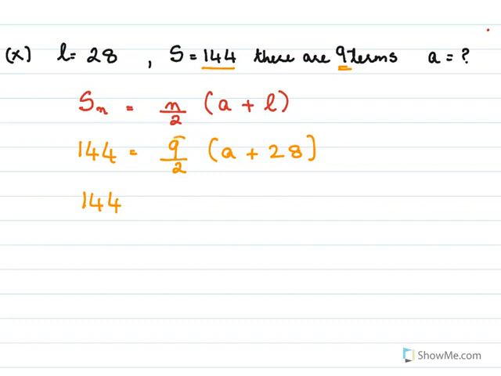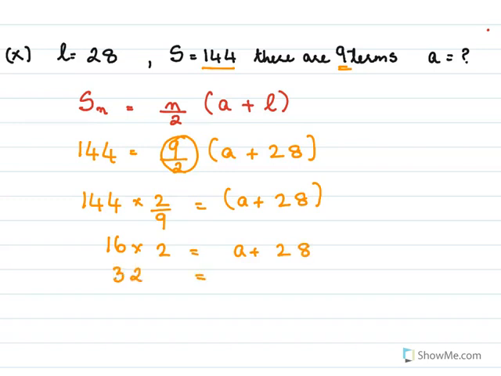Now here 144, I take the 9 by 2 on the other side, it becomes 2 by 9, equal to a plus 28. And on solving this, here I'll have 16 into 2 equal to a plus 28. So 32 equal to a plus 28. 32 minus 28 equal to a, and a equal to 4.